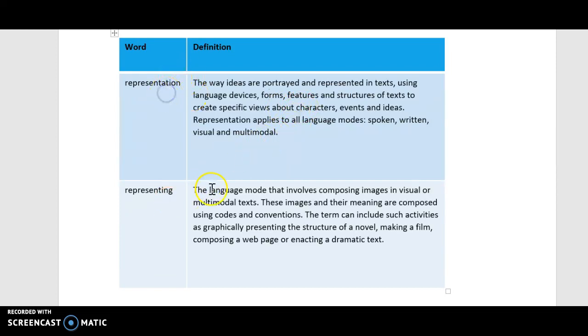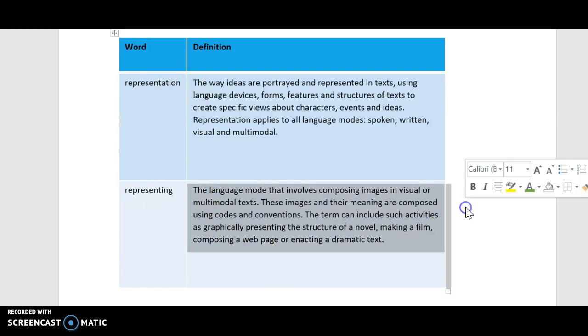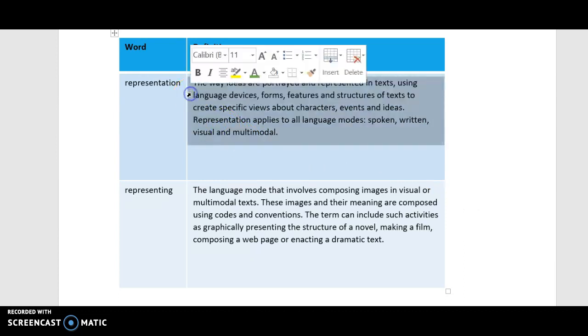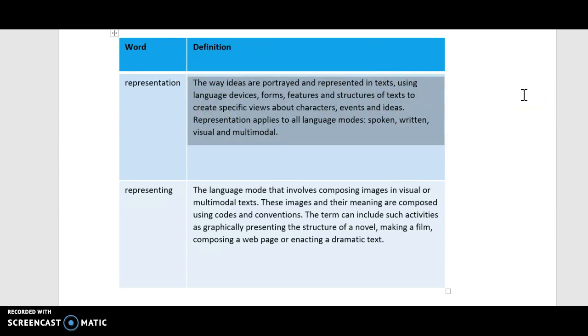Representing is the act of representation. So what is representing? It's the language mode that involves composing images in visual or multimodal text. These images and their meaning are composed using codes and conventions. The term can include such activities as graphically representing the structure of a novel, making a film, composing a web page, or enacting a dramatic text. You are creating a web page that's going to represent your understanding of how the key ideas of human experience are represented in your prescribed text and your related text. But the big thing it's telling us up here is you need to be looking at those language devices, forms and features, stylistic features, structure of the text.